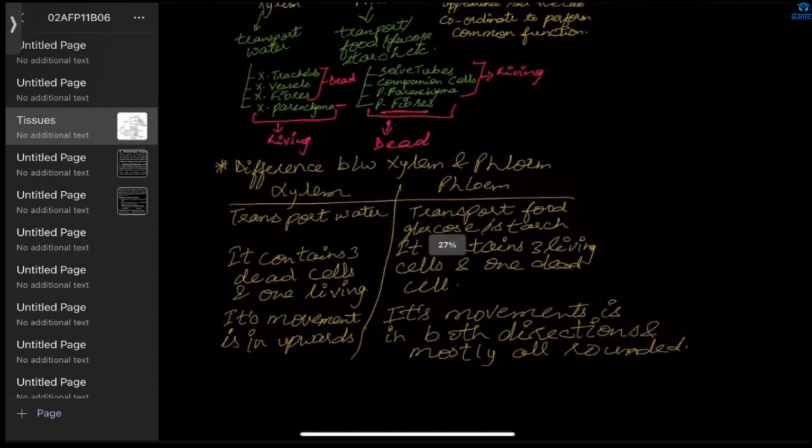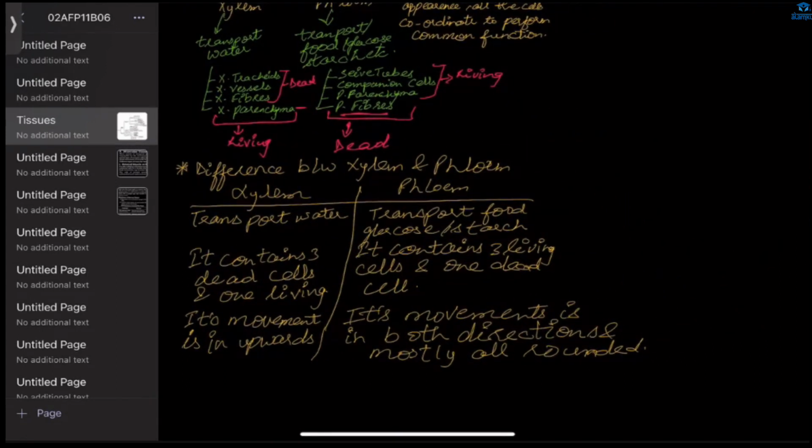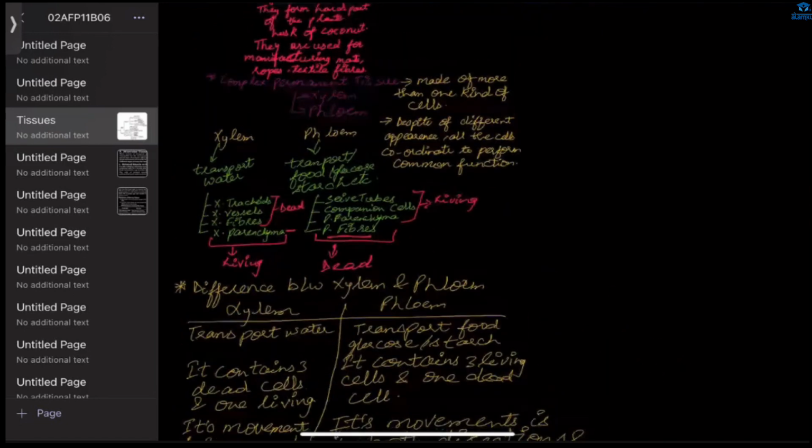Now you can tell. What is the difference between xylem and phloem? Three cells are dead in xylem and one cell is living. The three dead cells are xylem tracheids, xylem vessels, and xylem fibers. And only xylem parenchyma is living. And in phloem, three cells are living and only fibers are dead. Yes. Okay? Now coming to animal tissue.